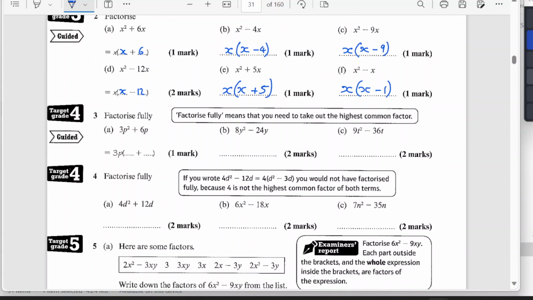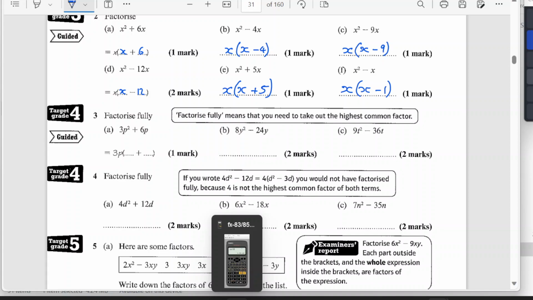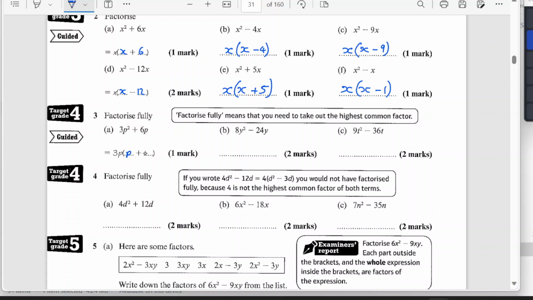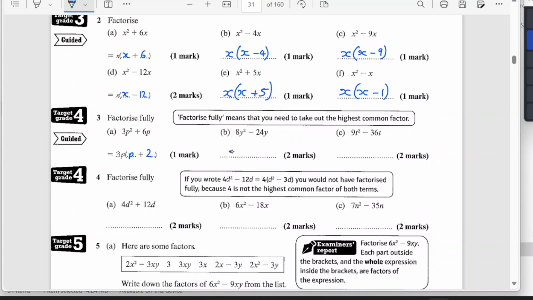And for question 3, we can take out a number and an algebra term. So for the first one, we can take 3, and we can also take out p. So we need to times 3p by p to get 3p squared, and we need to times 3p by 2 to get 6p. For this one, we can take 8y out as a common factor, and we would need to times 8y by y to get 8y squared, and we need to times it by minus 3 to get minus 24y.